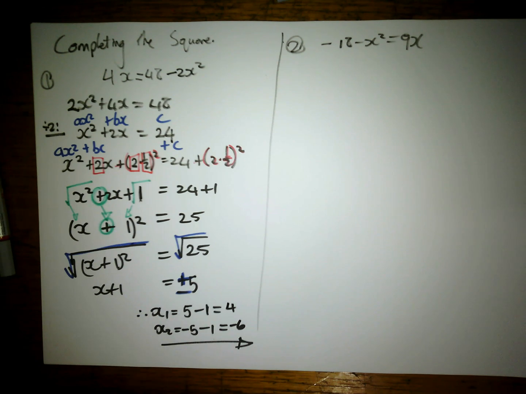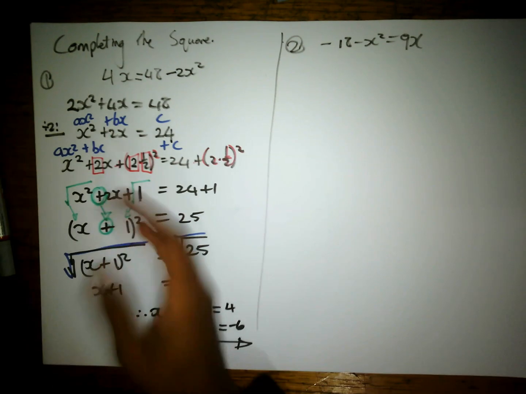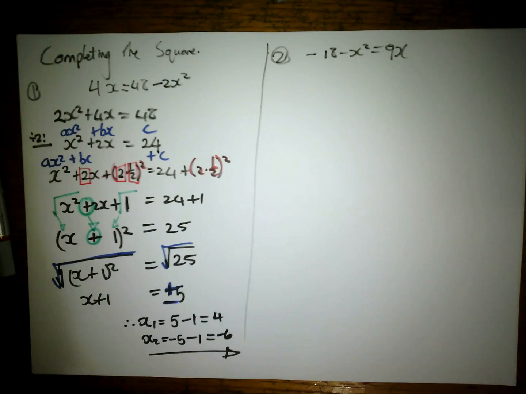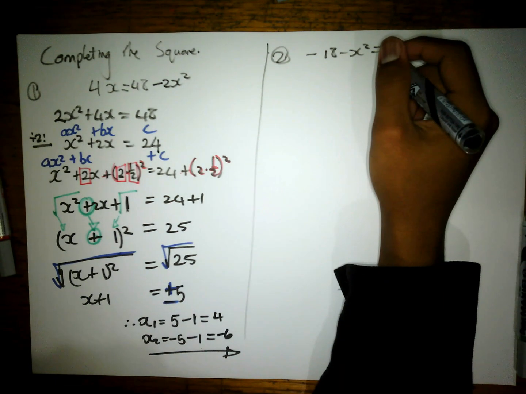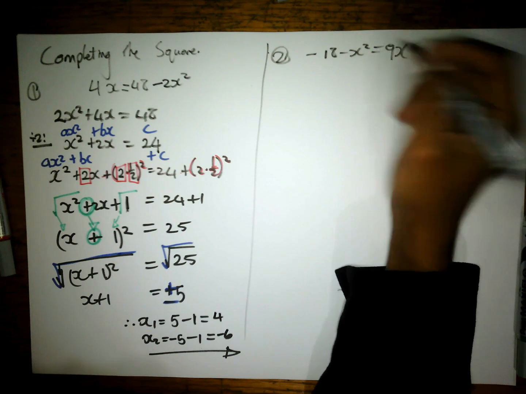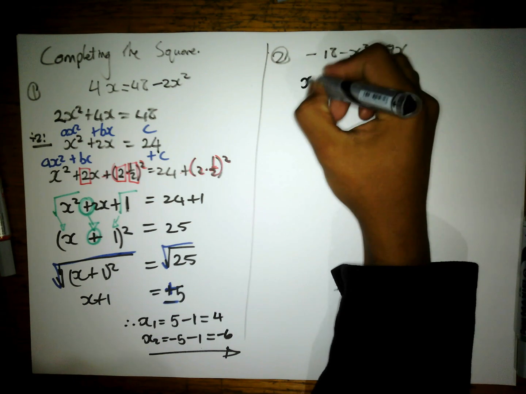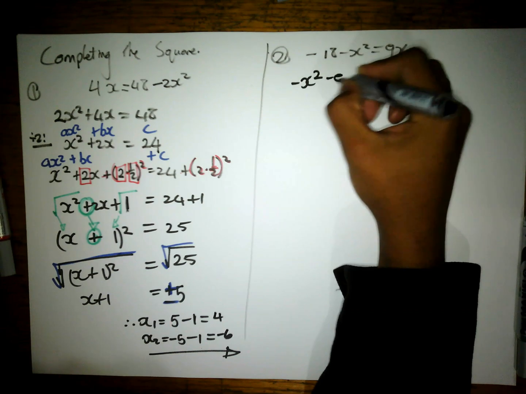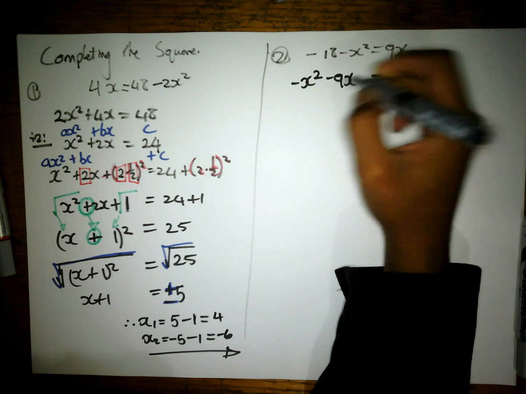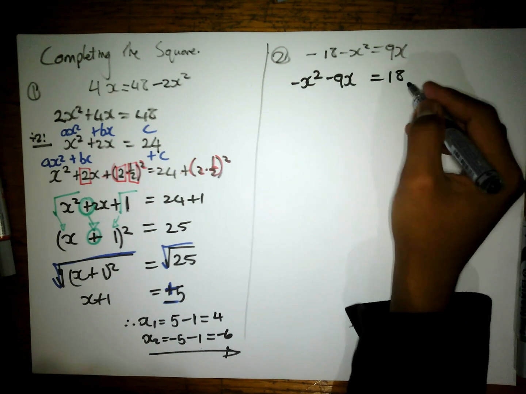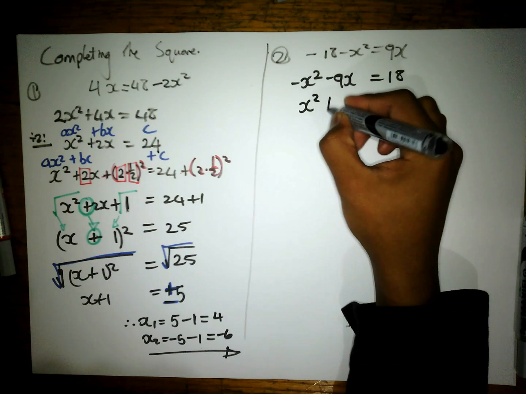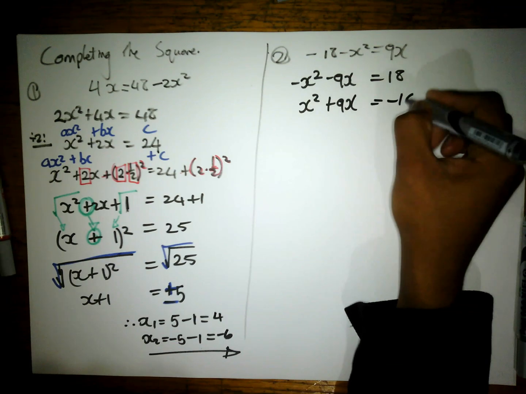Okay. So, next one. Exactly the same steps we did here, we're going to do here. Nothing special. Nothing different. So let's put the x squared there, minus, and then here the 9x, 18. We don't want the minus in front, so multiply with a negative throughout the whole equation. So we're going to have x squared plus 9x equals negative 18.